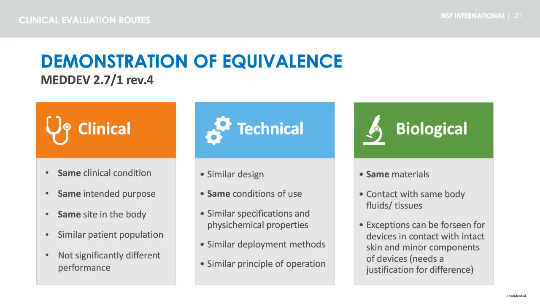The MEDDEV guideline also states that equivalence should be based on clinical, technical, and biological characteristics. Some of these characteristics should be the same. Equivalent devices should be used to treat the same clinical condition, have the same intended purpose, be used for the same site in the body, be used under the same conditions, and be made of the same materials. Be aware that regarding conditions of use, the regulation is less restrictive and considers that they can also be similar. It's also important to remember that equivalence should be demonstrated based on evidence.